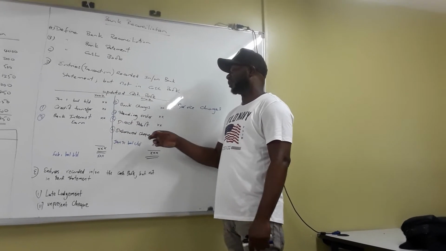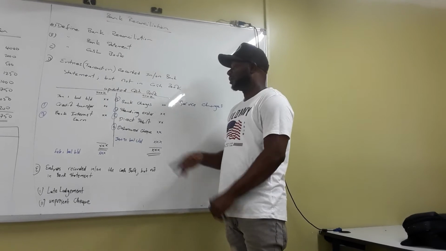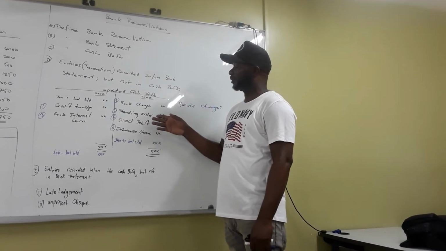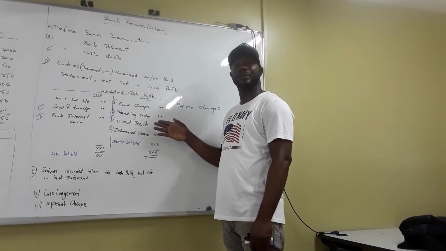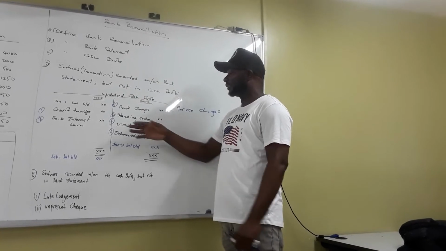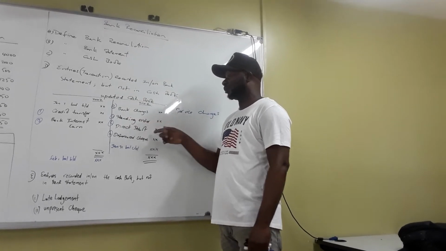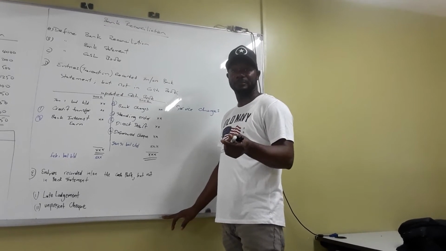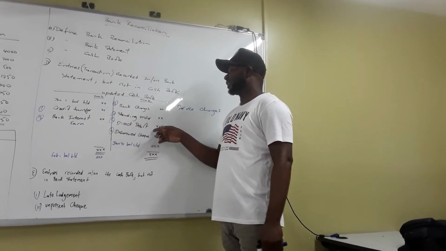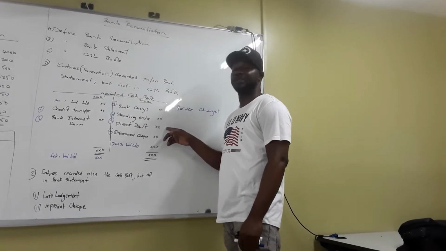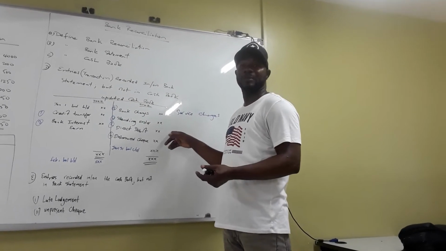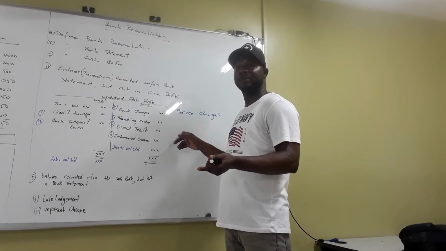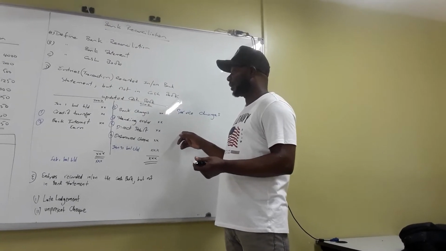Next we have what is known as direct debit. Now direct debit is pretty much similar to standing order, but it is also different. Simply put, direct debit is when the account holder instructs their bank to make a one-off payment on their behalf.